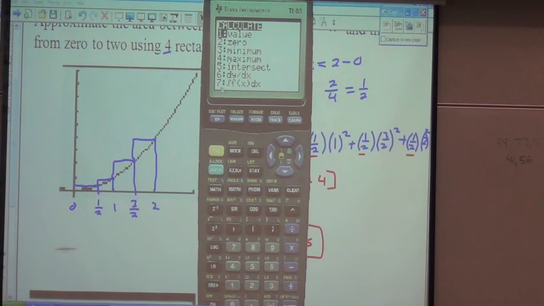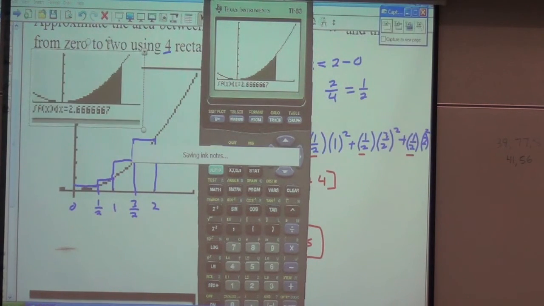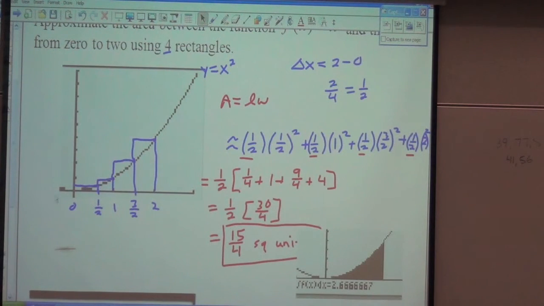Okay, so if I calculate an integral, number 7, we wanted the area in between 0 and 2, so I'll ask it to start at 0 and go to 2. Now it's going to draw an infinite amount of rectangles and add all those areas together and tell us the exact area is 2 2/3. I think I'd have to concur with your conclusion.